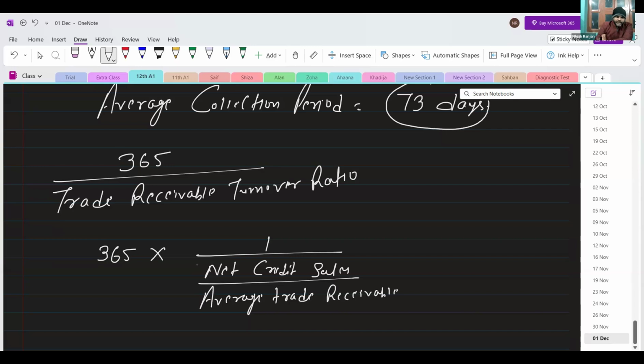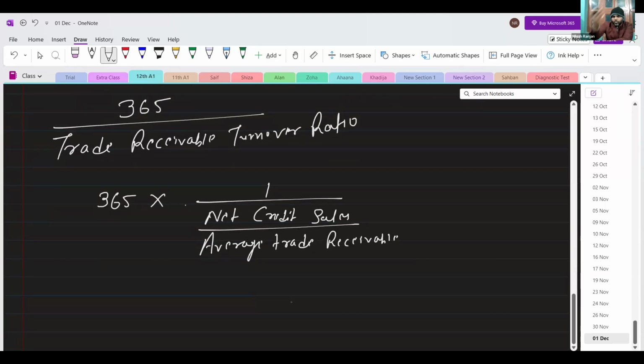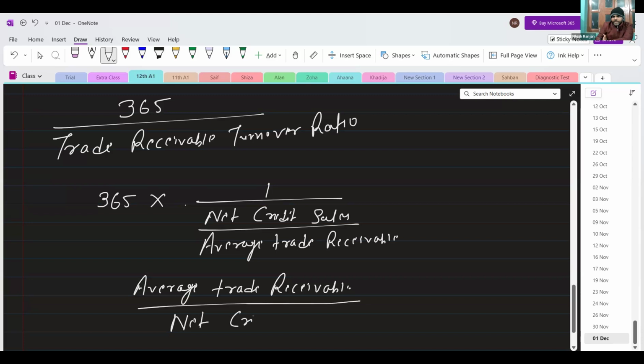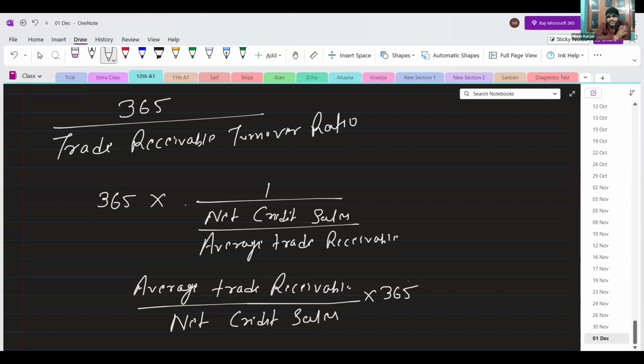So if there are two divisions, we can do this: average trade receivable will go up and net credit sales will go down. So average trade receivable will become the numerator. It is just reversed, divided by net credit sales, into 365. So this is the same formula. We have just expanded the concept of trade receivable turnover ratio, and gone into detail. So this is the concept.